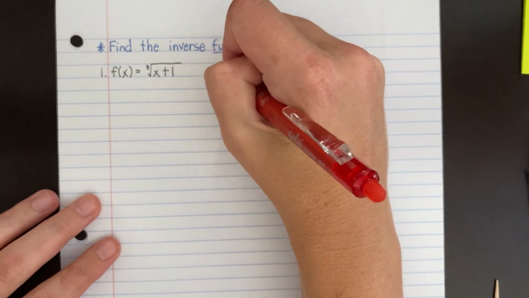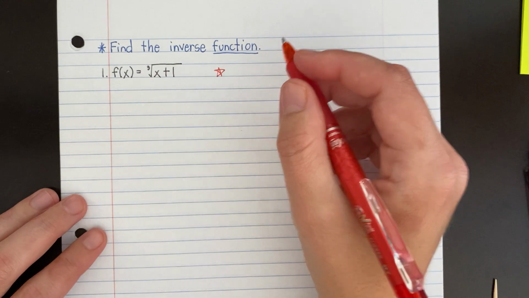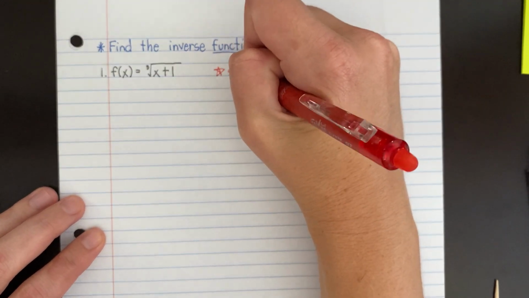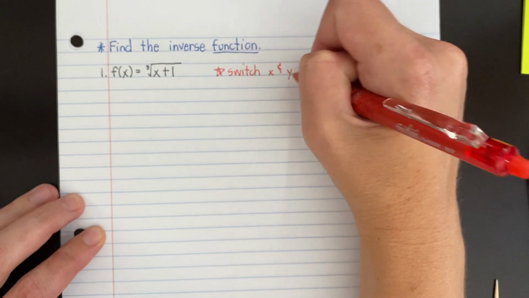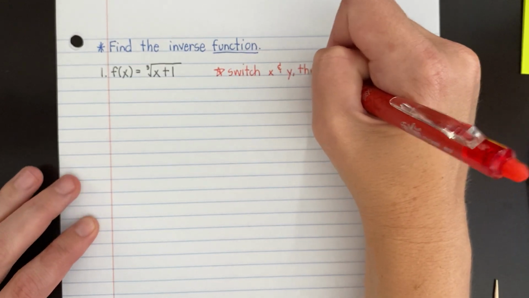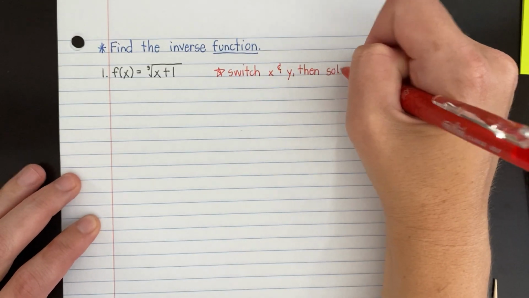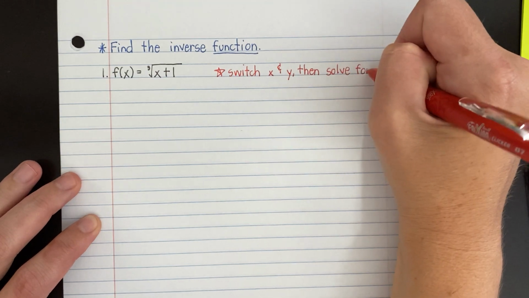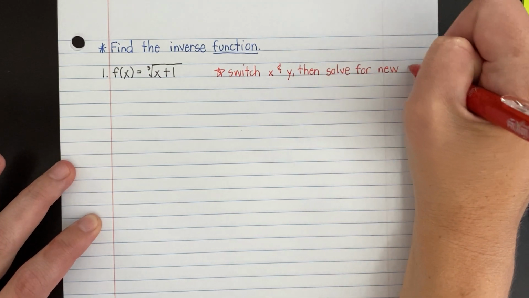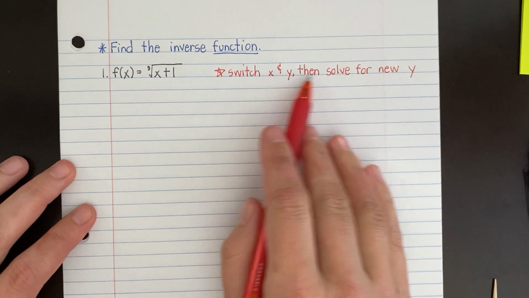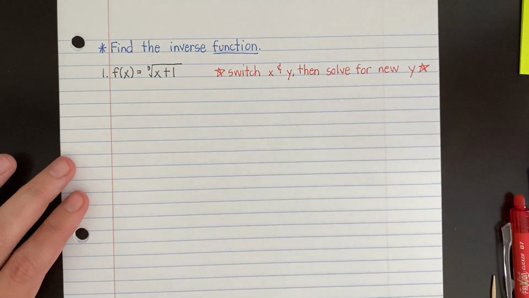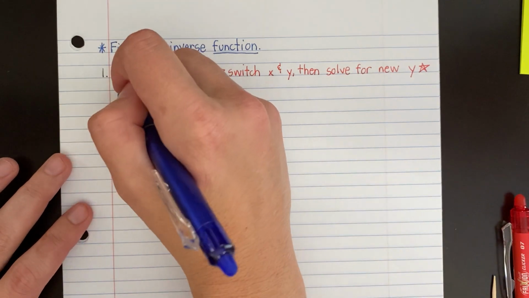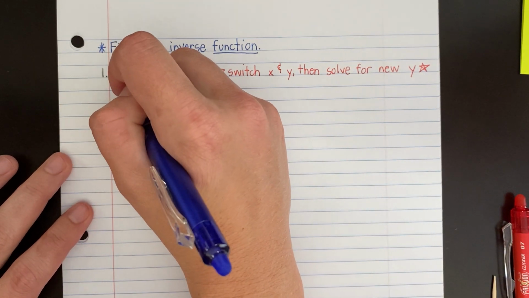So when you're asked to find the inverse function algebraically, remember from Algebra 2, you switch x and y, then solve for new y. So this goes for any problem. You always switch x and y and solve for the new y. So that's your directions for finding the inverse. Okay, so this is y. F of x is like y.